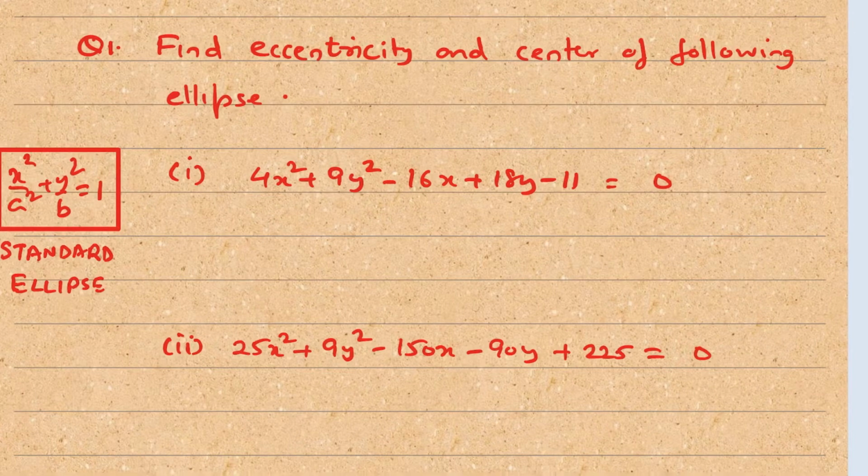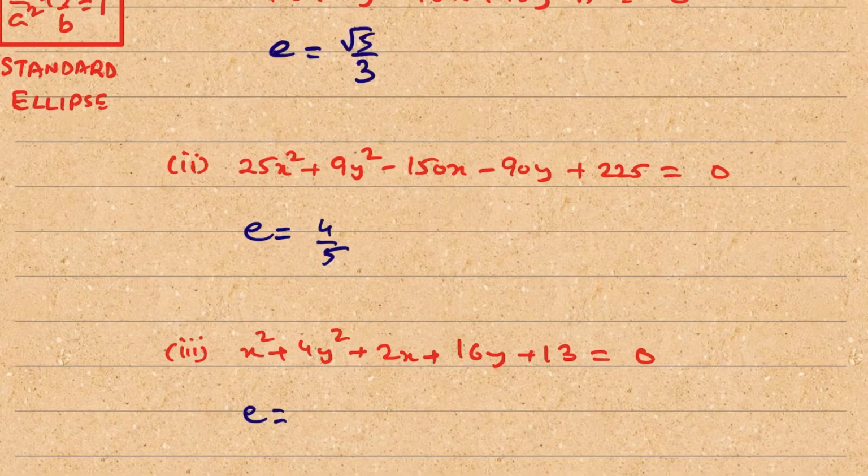So the first one, I will write the answer. Answer will be, it should be root 5 by 3. Similarly, the second one, it should be 4 by 5. And the third one, the answer should be root 3 by 2. That should be the answer.